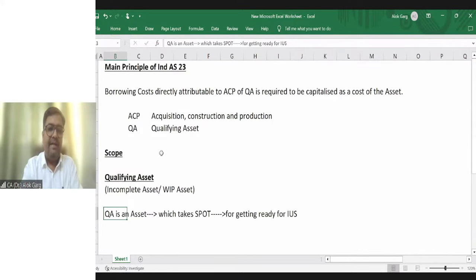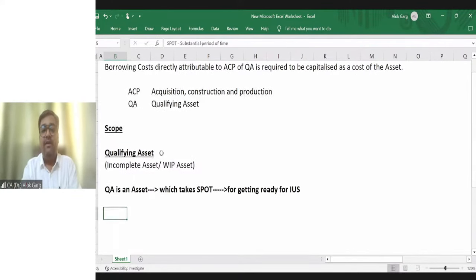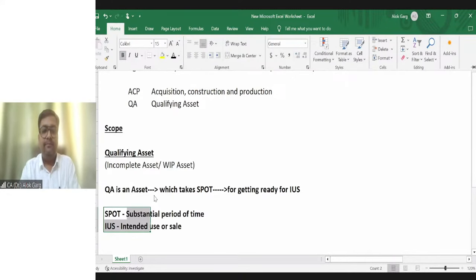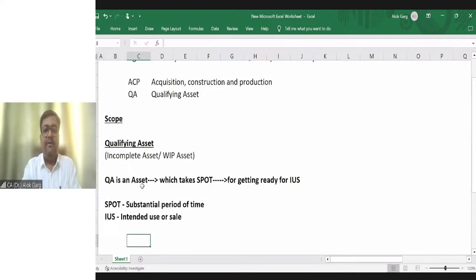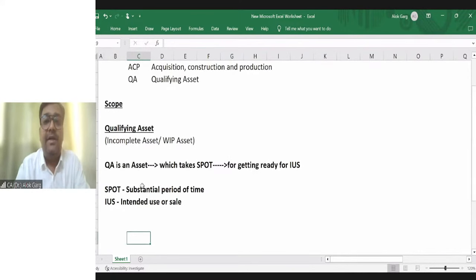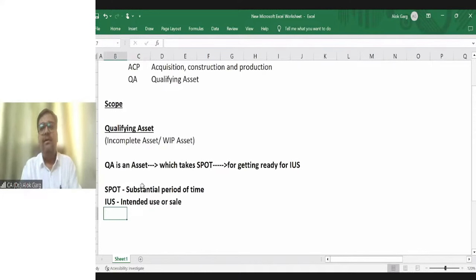So what is a qualifying asset? It is an asset which takes a substantial period of time for getting ready for use or sale. Substantial period of time for getting ready for intended use or sale. Sir, is substantial period of time defined in the accounting standard? No, it is not defined. Substantial period of time is not defined, right? Sir, then what could be the substantial period of time?